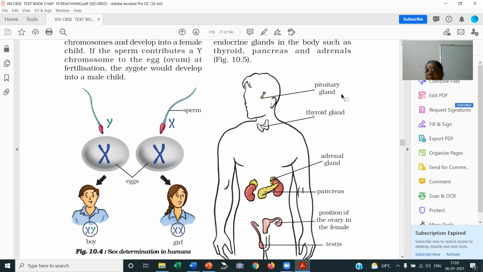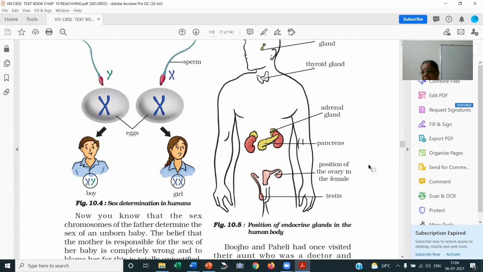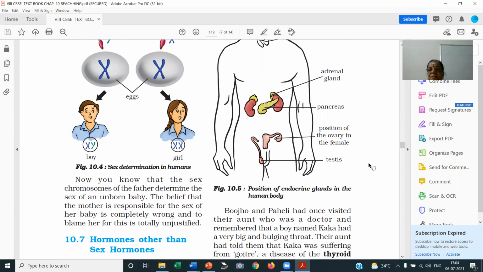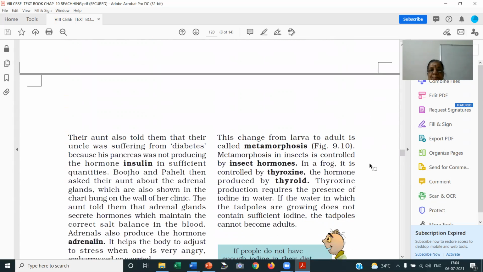Other than that, the pituitary gland secretes somatotropic hormone, that is growth hormone. If there is hypersecretion, excess, the person will suffer from the condition gigantism, becoming 7 feet tall. If there is less secretion, dwarfism will occur. I hope you recollect this from the video session. Then the thyroid gland secretes thyroxine, the adrenal gland secretes adrenaline, and the pancreas, as I said, has alpha cells secreting glucagon and beta cells secreting insulin. The pancreas is a dual gland. And the gonads are the testis and ovary. Recollect this.